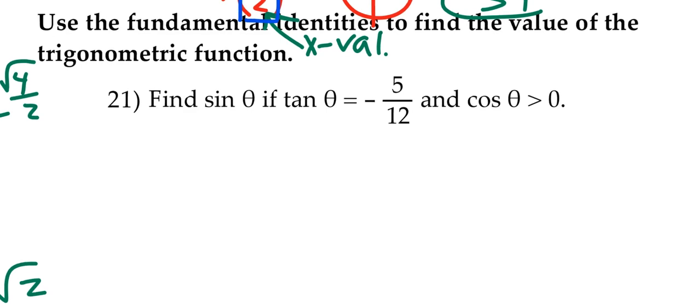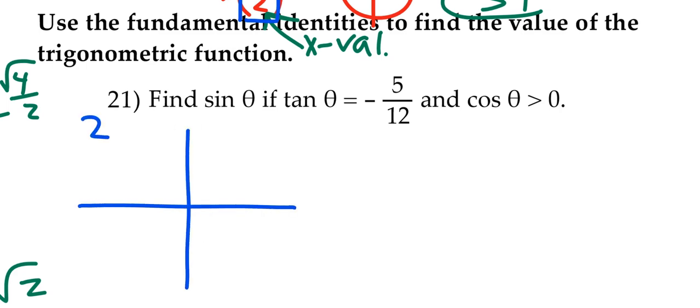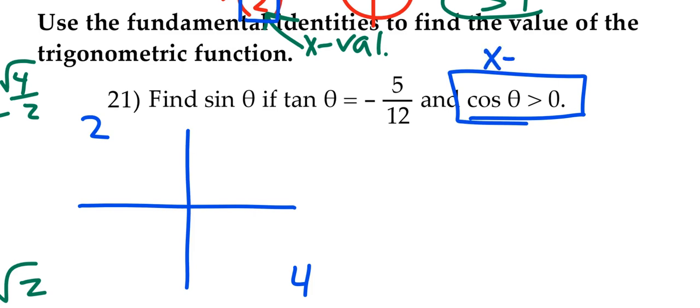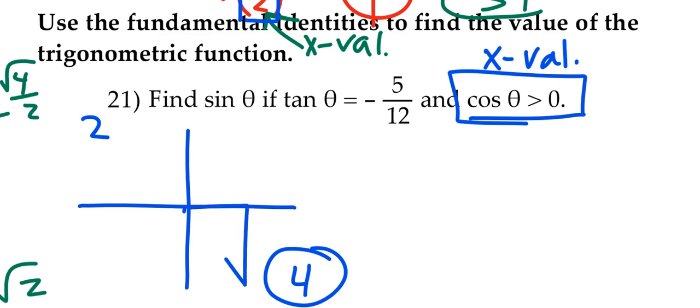Use the fundamental identities to find the value of the trig function. Find sine of theta if tangent theta is negative 5/12. We do need to draw a picture, but I need to be careful. The tangent is negative, so we're either in quadrant 2 or 4. And then it says that the cosine is positive. What does that mean? Is that an x value, a y value, or a slope? That's an x value, right? So we know that we're in which quadrant? 4. So when you draw your triangle, we've got 5 over and 12 down.